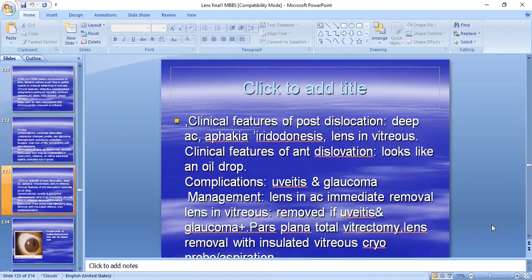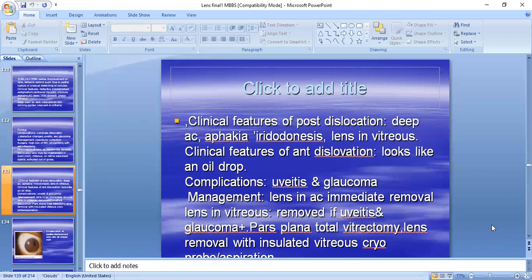The clinical features of posterior dislocation are a deep anterior chamber, aphakia, and iridodonesis, with the lens in the vitreous when you examine the patient with an indirect ophthalmoscope. The clinical feature of anterior dislocation is the lens in the anterior chamber; if it's a clear lens, it looks like an oil drop.